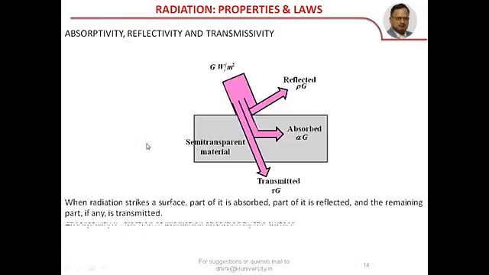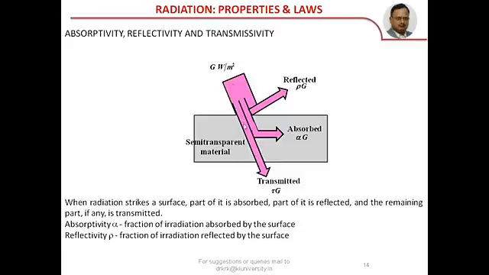Now let us go to the properties of the radiation. Consider a semi-transparent material, thick glass, on which energy incident is G watt per meter square. Part of the energy will pass through it, called transmitted, and a part of that energy gets reflected, and a part of it may be absorbed.